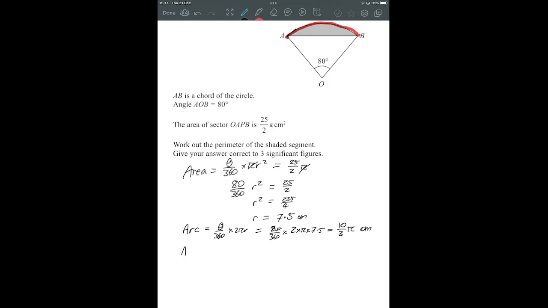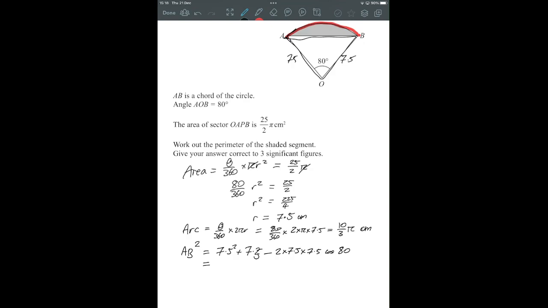Now I want to find the actual AB. Now that is in a triangle where we know 2 of the sides and we're missing the last. So that's a cosine rule question. AB squared equals A squared plus B squared minus 2BC cos A.